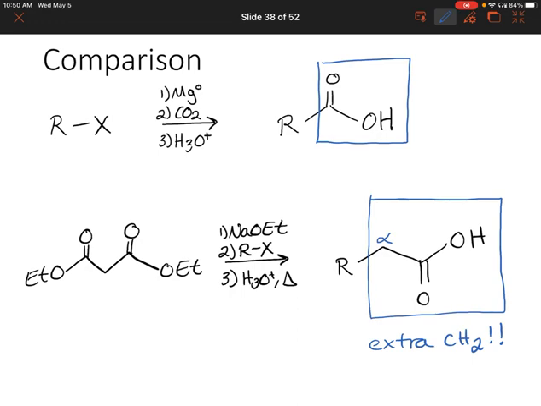All right, so I think we'll stop there. In the next video, we're going to talk about a different type of synthesis called acetoacetic ester synthesis. It's kind of similar to this malonic ester synthesis, but instead of a carboxylic acid, we end up with something a little different. So we'll talk about that next time.